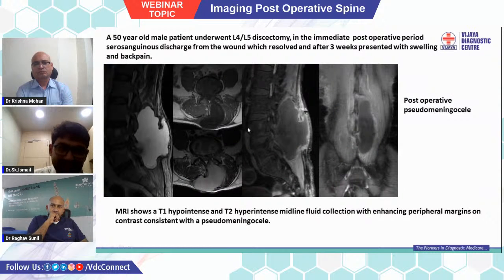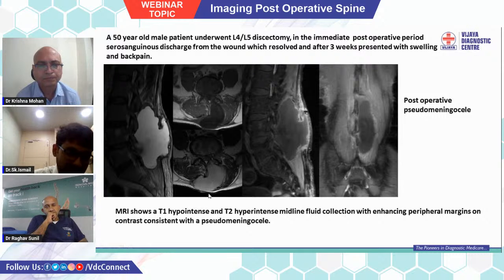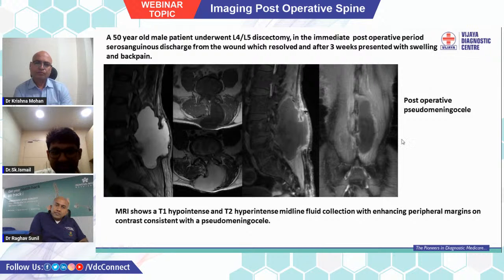And this is a case showing postoperative pseudomeningocele. The patient underwent discectomy and laminectomy, and has a history of serosanguinous discharge with a swelling 3 weeks post surgery. There is a T1 hypointense, T2 hyperintense collection with a small thin rim of enhancement that is extending up to the dural sac anteriorly, and up to posterior paraspinal soft tissues posteriorly. This is with a CSF flow artifact. So this is pretty much characteristic for a pseudomeningocele.